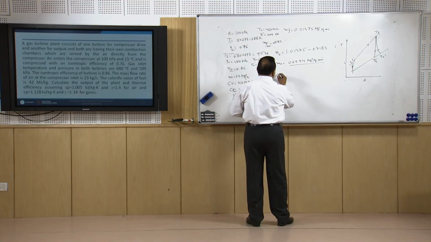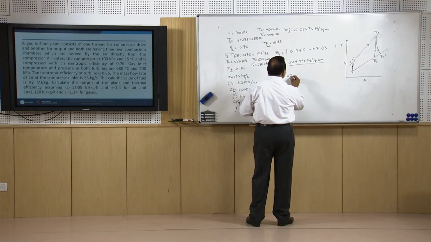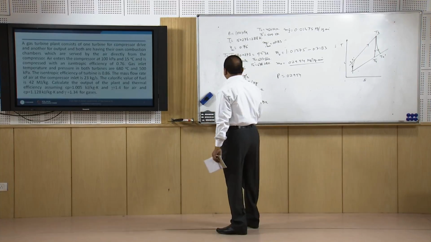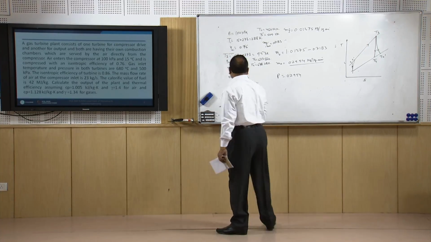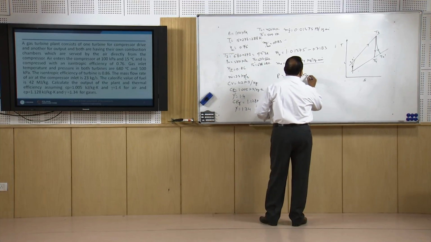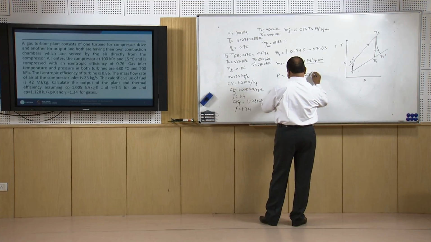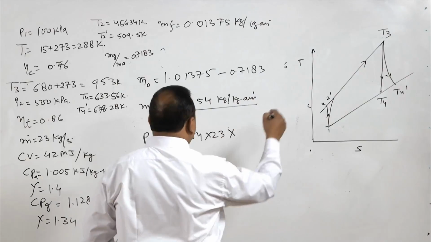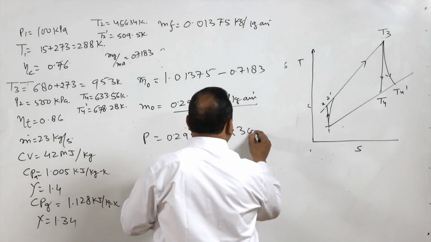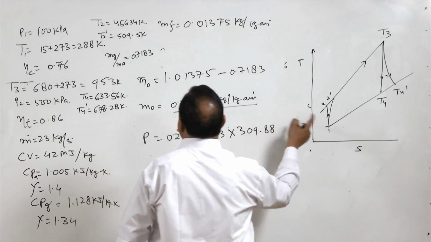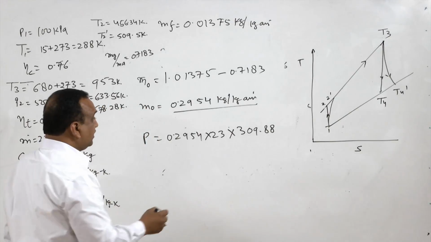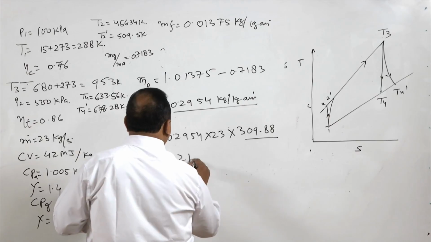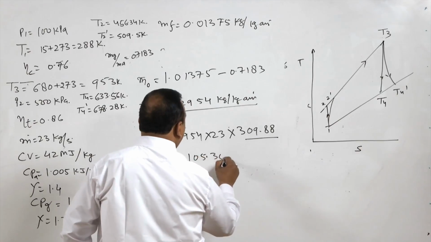So, power output is going to be 0.2954 times the mass of the air circulated, which is 23 kg per second, into the work output of the turbine. The work output of the turbine is 309.88, which we have calculated earlier. So, power output is 2105.38 kilowatt.